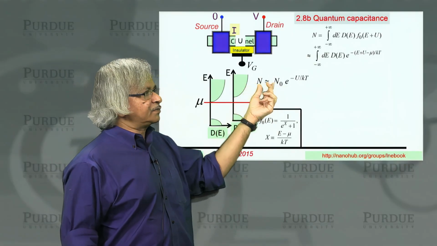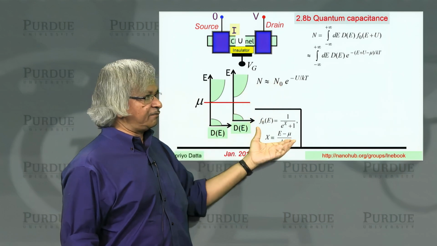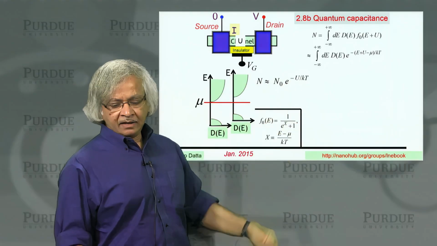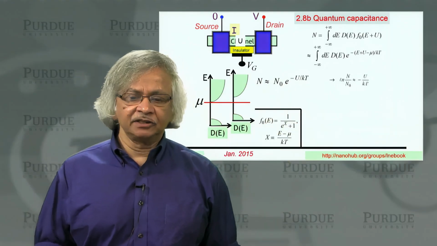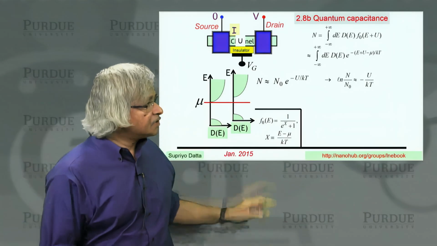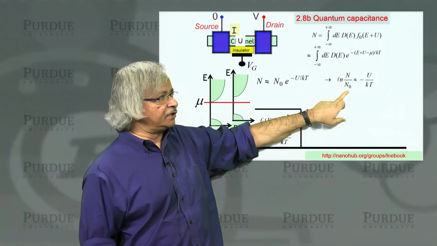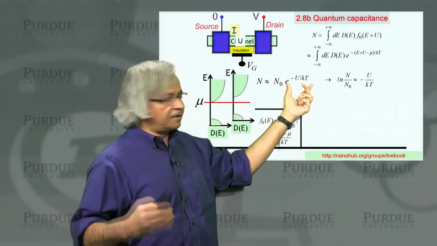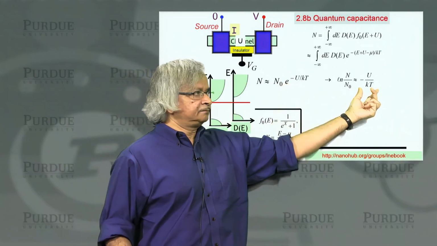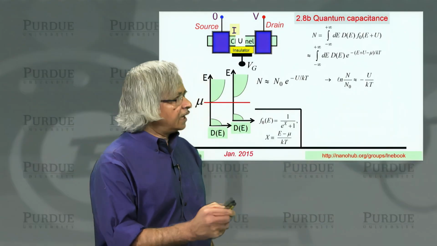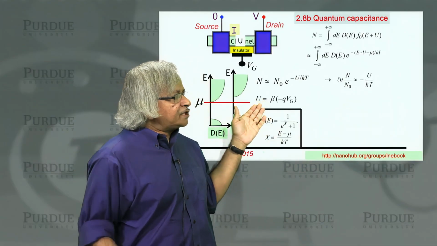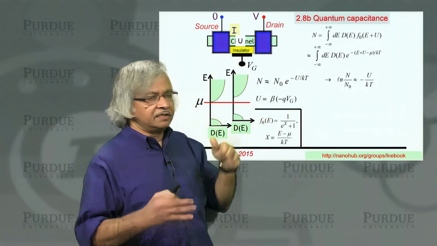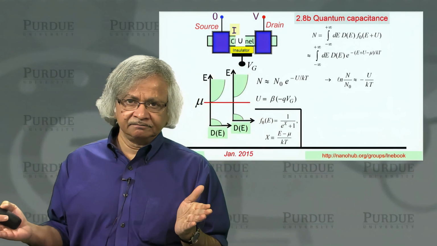So n then is approximately equal, because you have made the non-degenerate approximation, to n0 times this exponential. Now what you could do is take the natural logarithm of both sides. So you write the natural log of n over n0 as the logarithm of this exponential, and as you know, the logarithm of an exponential is just the exponent. So you get that. Now the question we want to answer is, when I change the gate voltage, how much does the electron density change inside the channel?